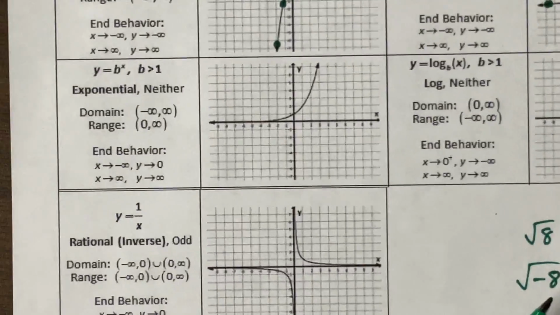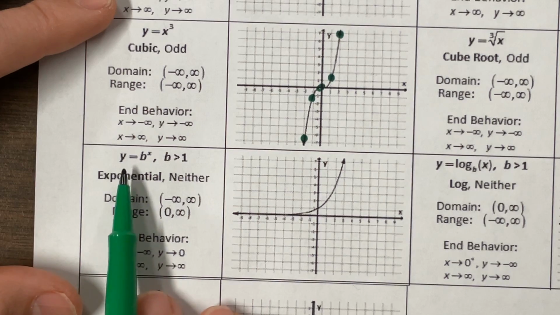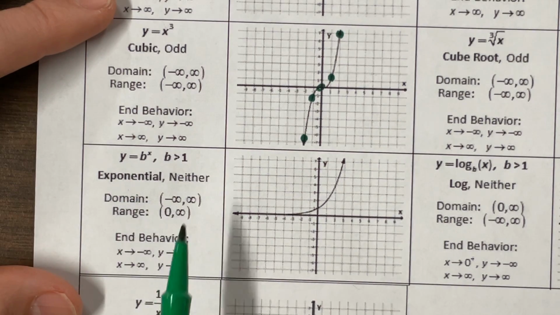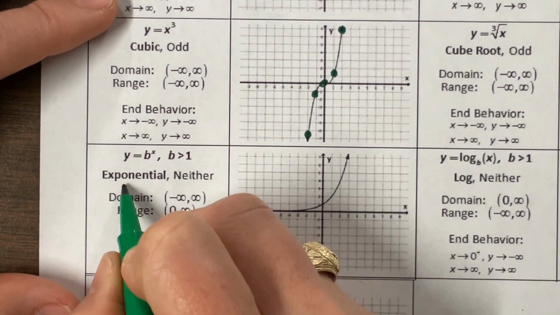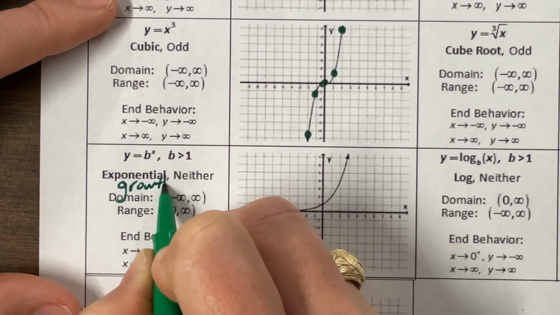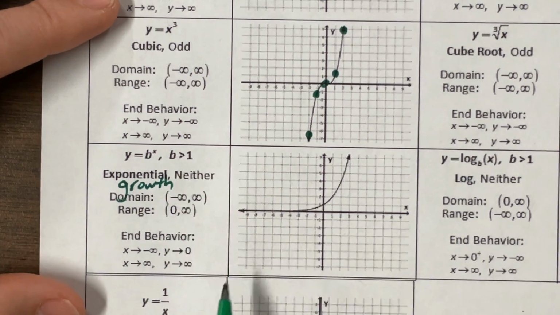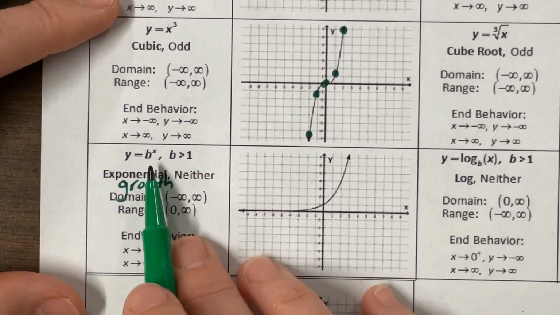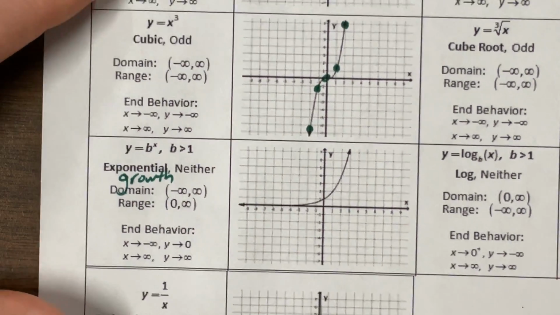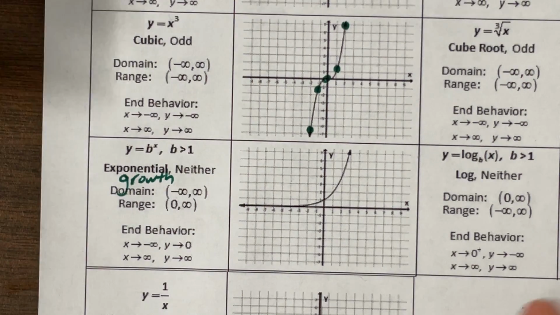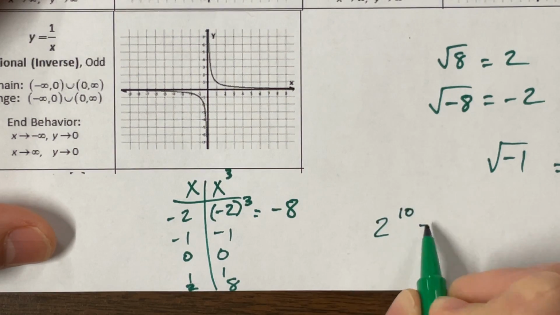The next parent function, we're going to do a whole unit on exponentials, but this is y equals b to the x, where b is bigger than 1. So this becomes an exponential. I'm going to write the word growth, because they've indicated that b has to be bigger than 1. And so our domain, I can make an exponent of any number I want. I can take 2 and raise it to the 10th power.